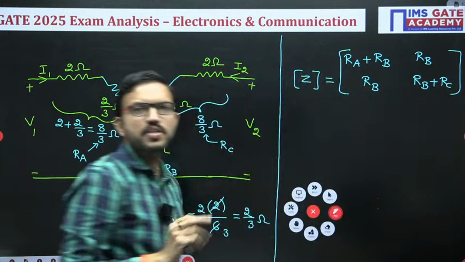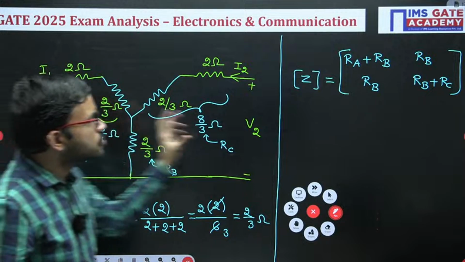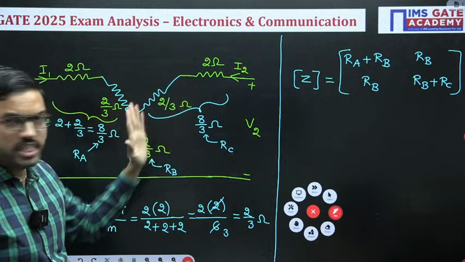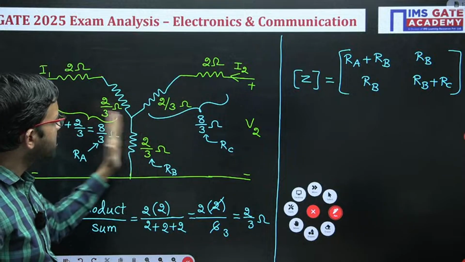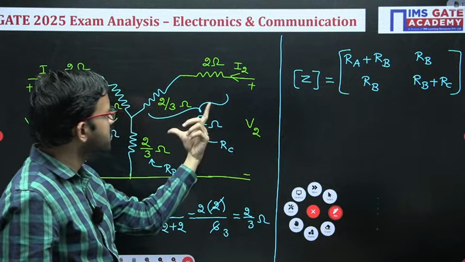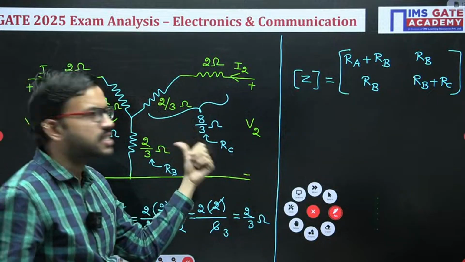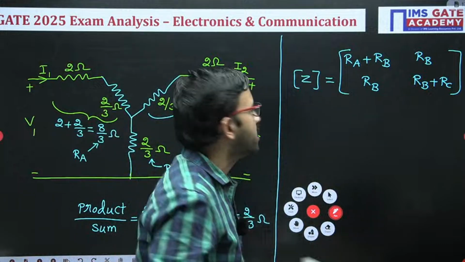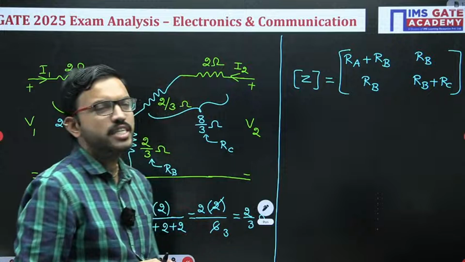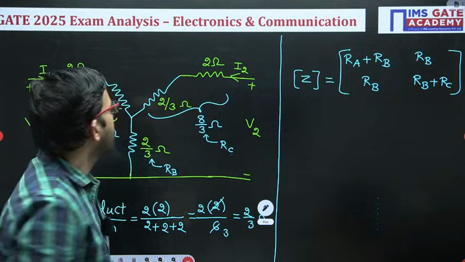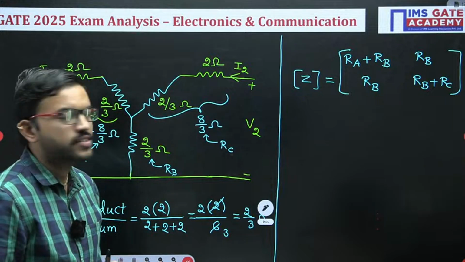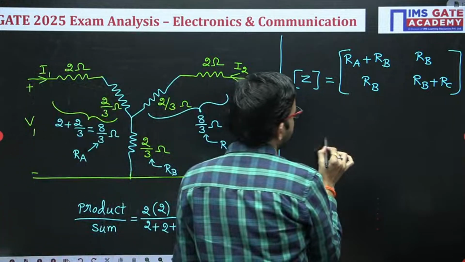See, it is very simple. Just to add these two: Z11, then Z12 and Z21 for both, whatever the common branch is there, that is RB, and then Z22 is nothing but the addition of these two resistances, RB plus RC. Okay, right. If you want to write in terms of impedances, then ZA plus ZB, ZB plus ZC, like that. But since you are having resistances, accordingly I have represented it in the form of resistance notation. That's all. Okay. Now, fine.